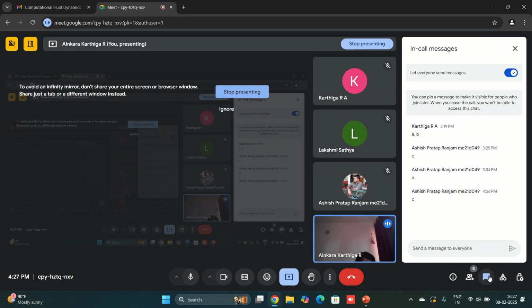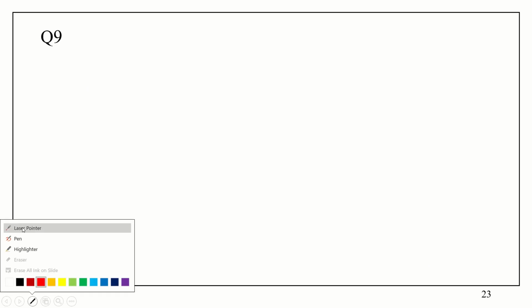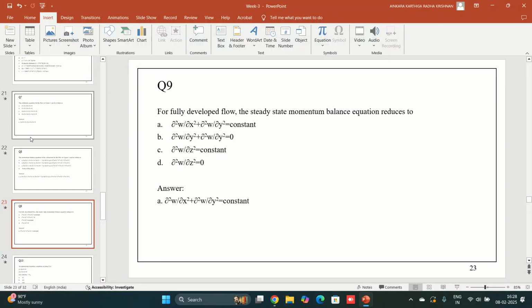Okay, option C. Thanks for the answer actually, but the answer is option A, because for a fully developed flow we have given that. I'll just show you with the equation.